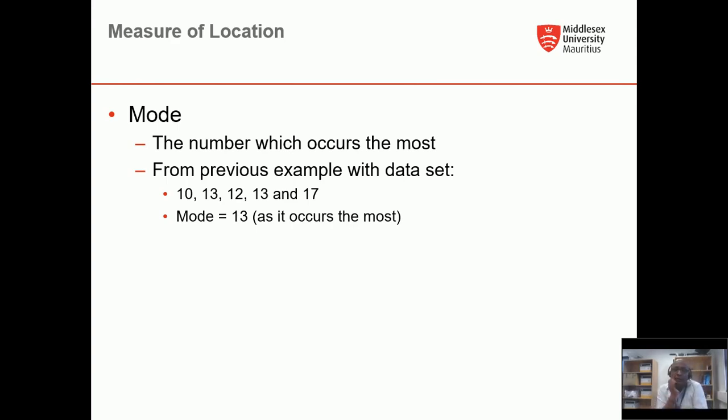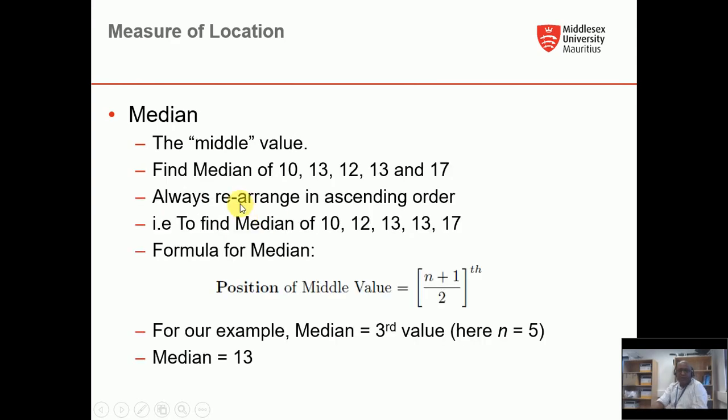Mode is quite easy to explain. Mode is the number which occurs the most. So if I take the previous example with 10, 13, 12, 13, and 17, I can see that 13 occurs twice compared to the other numbers which occur once. So hence 13 is my mode here. Then the third one is median. What it means here is to find the middle value.